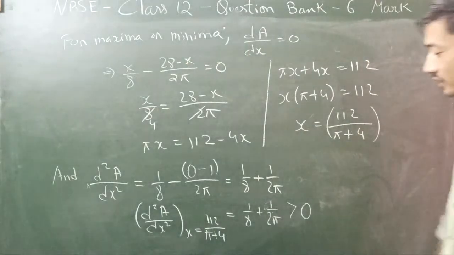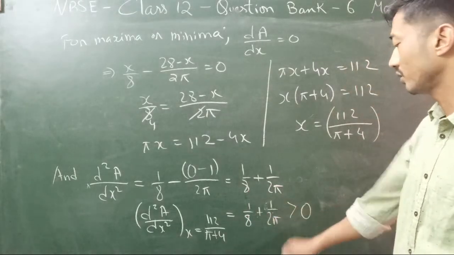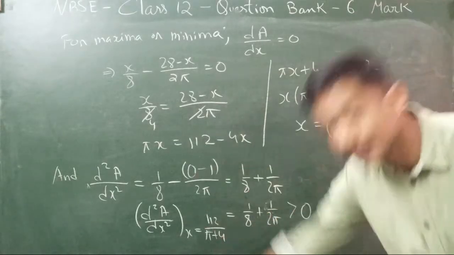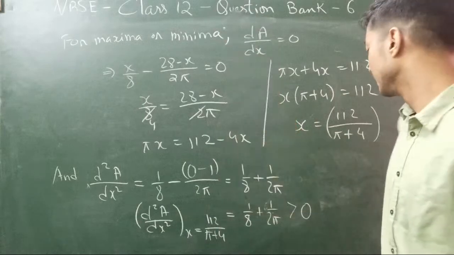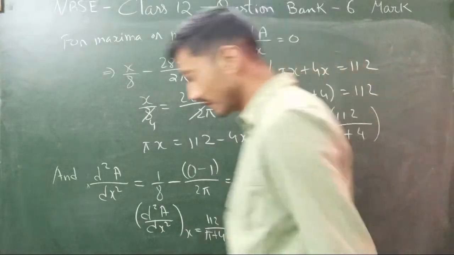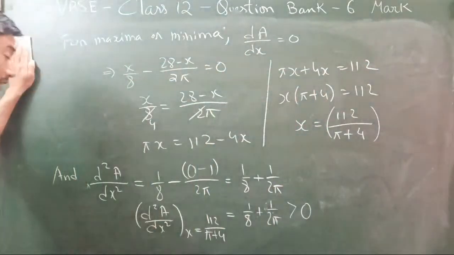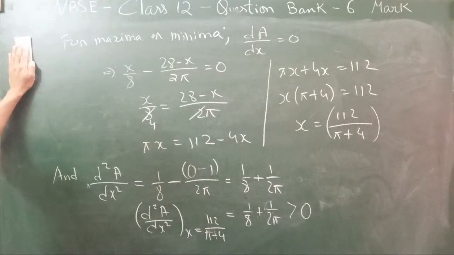This value also, of course, is always going to be greater than 0 no matter what happens, because 1 by 8 constant, 1 by 2 pi constant, no matter what the value of x is, it is going to be constant only. Greater than 0. So thus we have our value of x, which is supposed to be cut so that the combined area becomes minimum.